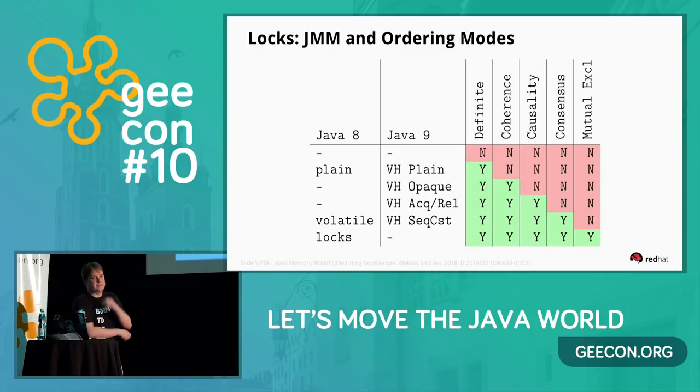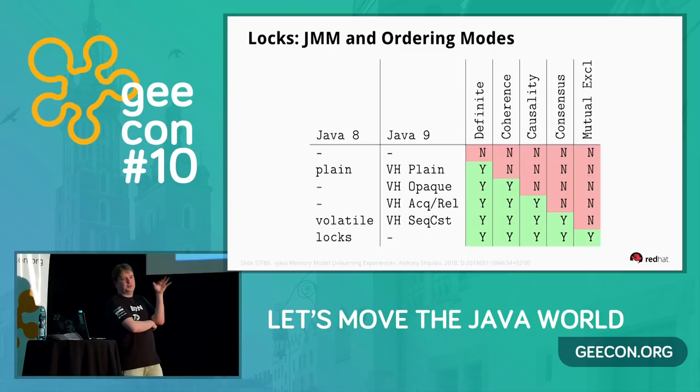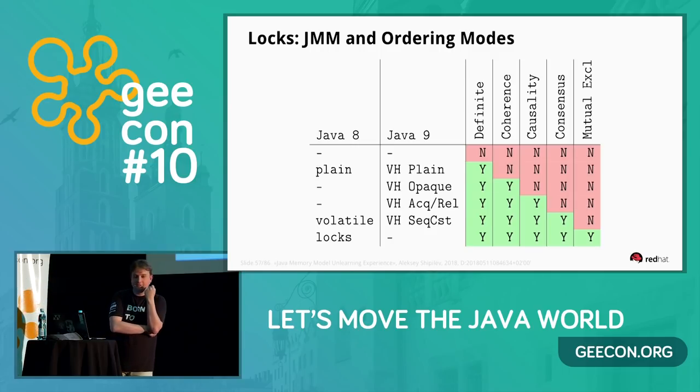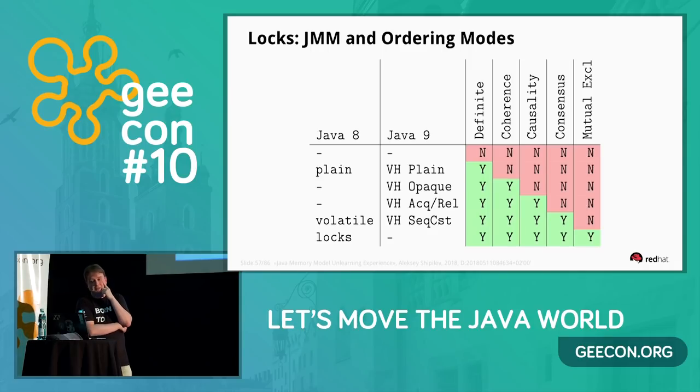But the things that locks get you, they get you all the ordering that you would expect from volatiles and one magical property on top, which is mutual exclusion. Volatiles cannot forbid the thread from entering the code that is past its volatile read. Synchronized lock can, or the lock can. Right? But otherwise, it has the same memory semantics there.